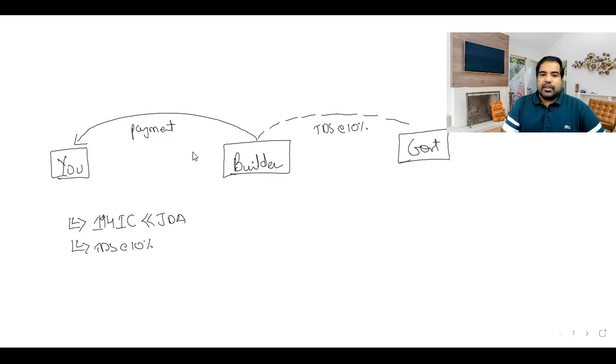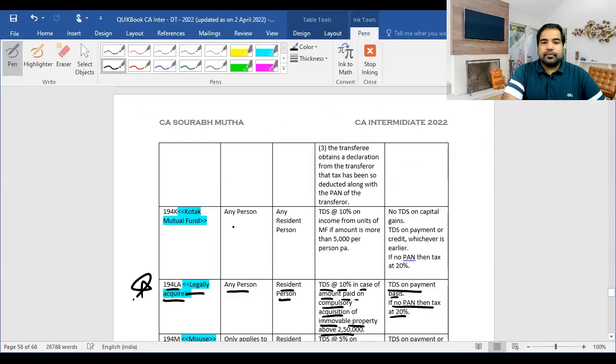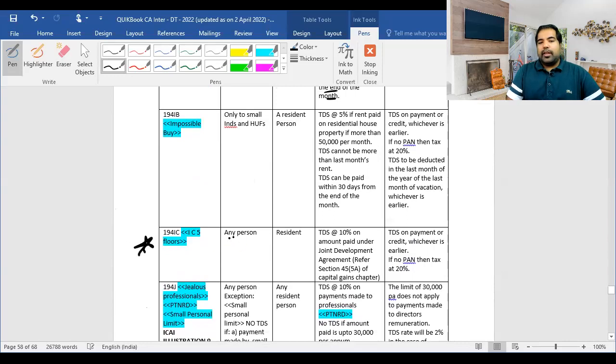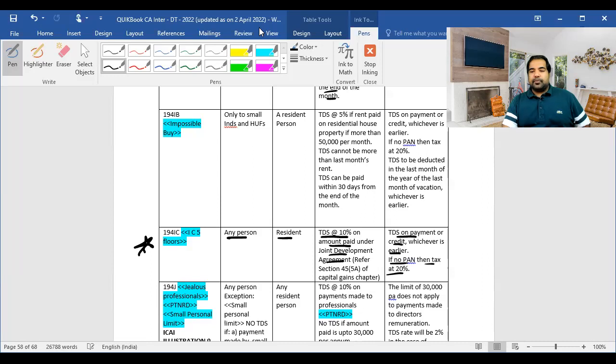Let's have a look at this IC section, 194IC. Here we go. Any person making a payment, TDS at the rate of 10% on amount paid under joint development agreement. TDS on payment or credit, whichever is earlier. If no PAN, then TDS at the rate of 20%. Guys, this is a unique section, 194IC.